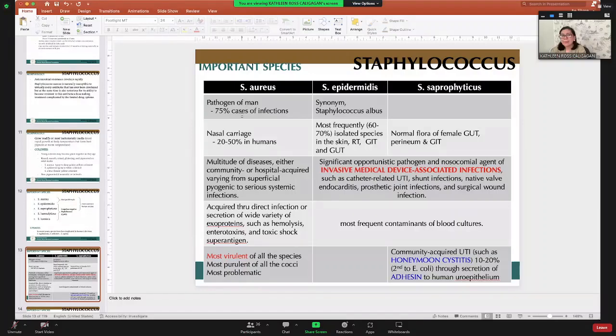It's part of the normal flora of the nasal cavity, comprising 20 to 50%. It can cause a multitude of diseases, either community-acquired or hospital-acquired, varying from a simple superficial pyogenic infection to serious systemic infection involving almost all organ systems. The infection can be acquired through direct infection or secretion of a wide variety of exoproteins, such as hemolysin, enterotoxin, toxic shock syndrome. So later on, we'll have a rundown of those different exoproteins and virulence factors.